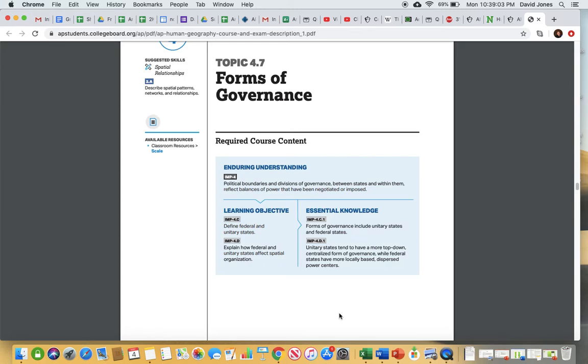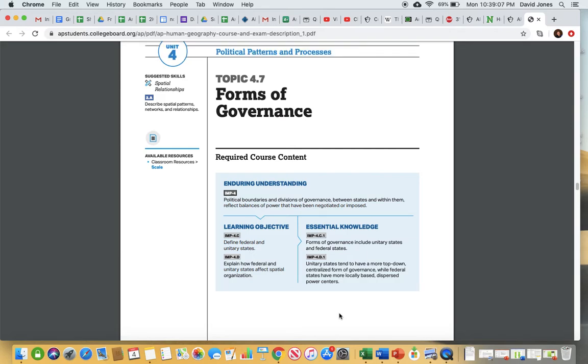This also goes back, and you see there on the top left, it says available resources, classroom resources on scale. We talked back in Unit 1 about this idea of the scale at which we look at things. So obviously, if we're looking at things broadly, nationwide, at a national scale, we're generally looking at a unitary form of government. If we're looking at subdivisions of a government, whether it be a state, a county, a city, things like that, then that's going to be a smaller scale, local scale, regional scale, something like that.